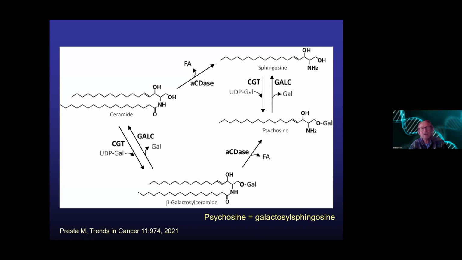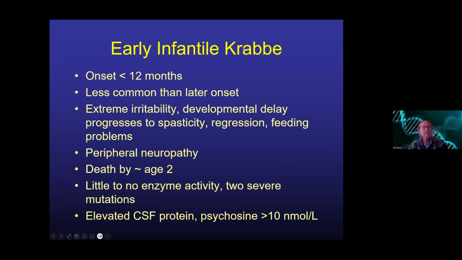There's an enzyme that does that and makes this galactosyl sphingosine, which also goes by the name psychosine. And that's the biomarker that is used often for newborn screening, because there's so many pseudodeficiencies, so many different variants of unknown significance that have been found in newborn screening in mixed ethnicity populations like New York, where they have the most experience. So psychosine is really helpful for those of us who have similar mixed populations. So its onset is for early infantile, less than 12 months. It turns out to be less common than the later onset form.